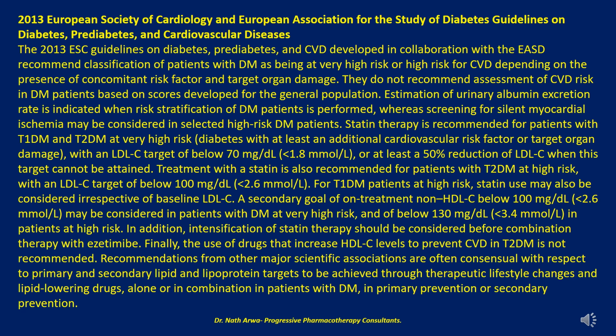They do not recommend assessment of cardiovascular disease risk in diabetes mellitus patients based on scores developed for the general population. Estimation of urinary albumin excretion rate is indicated when risk stratification of diabetes mellitus patients is performed, whereas screening for silent myocardial ischemia may be considered in selected high-risk diabetes mellitus patients.